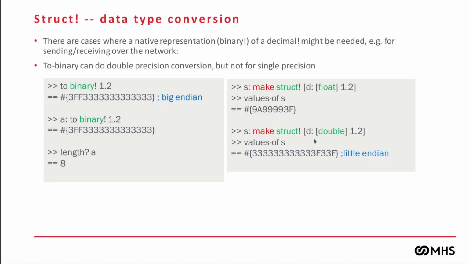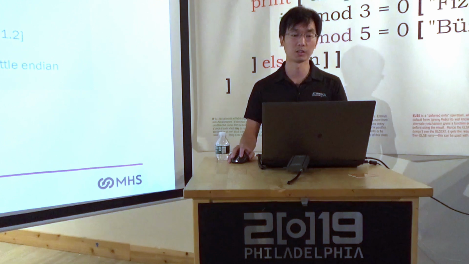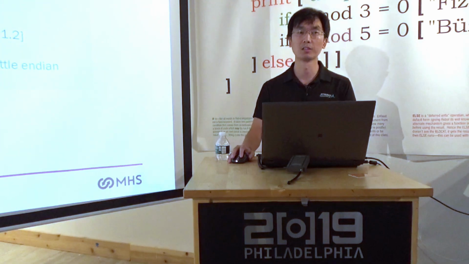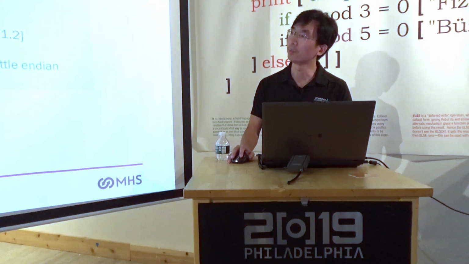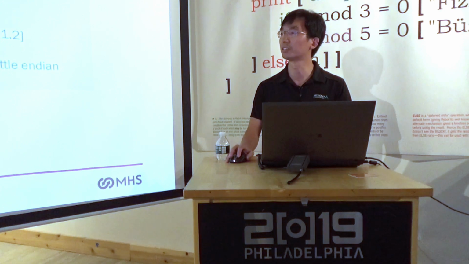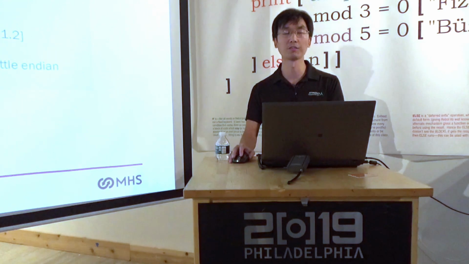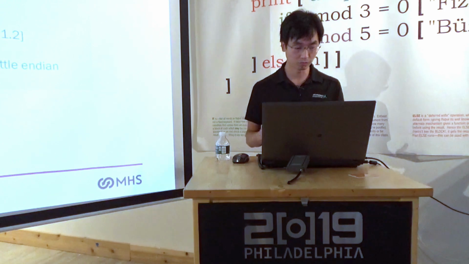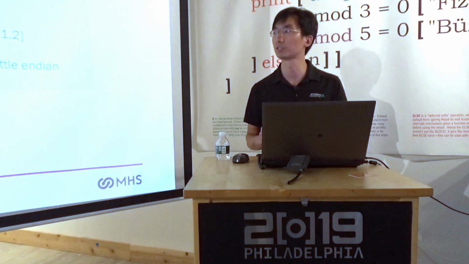And here you can do the same thing, but compare this one and this one. What's the difference? This one is just the reverse of that one because they are in different endian. In Rebol, it's in big endian, but because this is the native representation of the number, on x86 it's little endian.